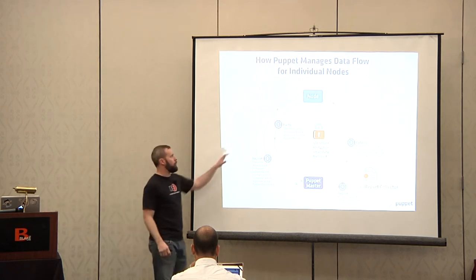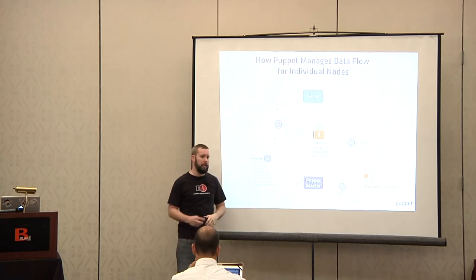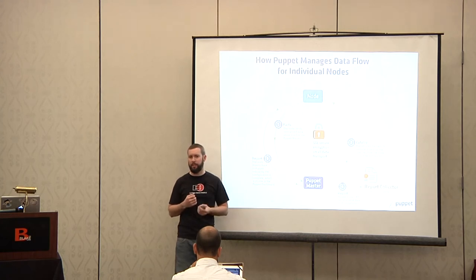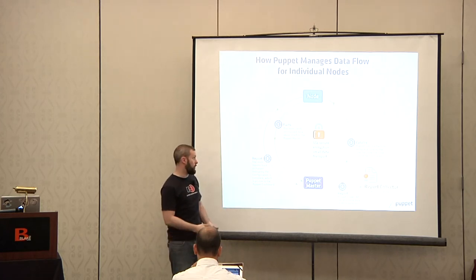So we have a node that starts off, and generally, Puppet's run in a pull-based configuration. And so by default, your nodes will wake up every 30 minutes and check in with the master and see if there's anything new for it. That's all configurable, and you can even run in a centralized push-like mechanism where you have the Puppet master basically go out and kick all the nodes and say, update right now. So that functionality is there as well.